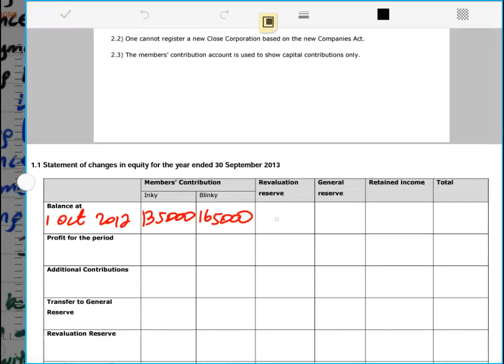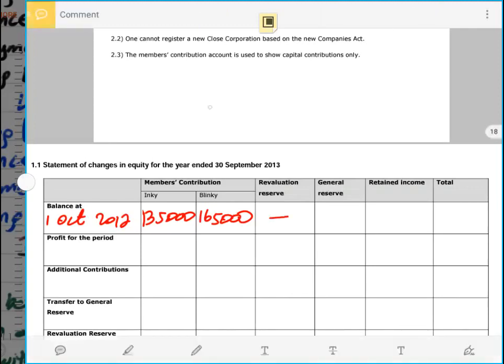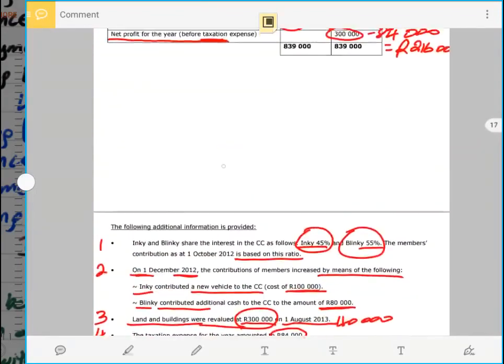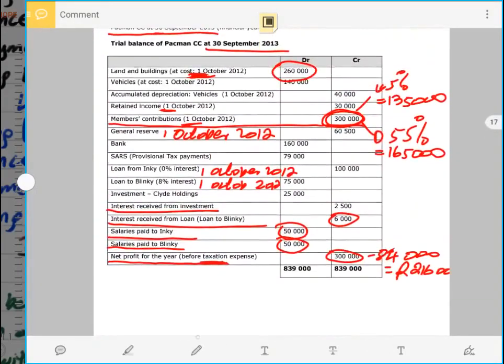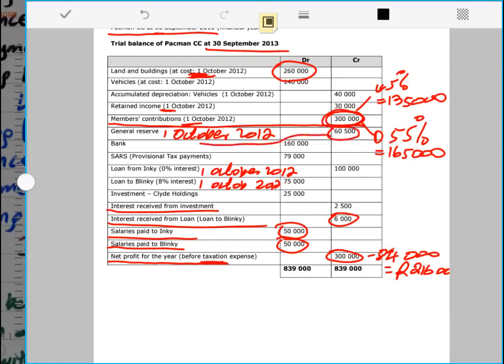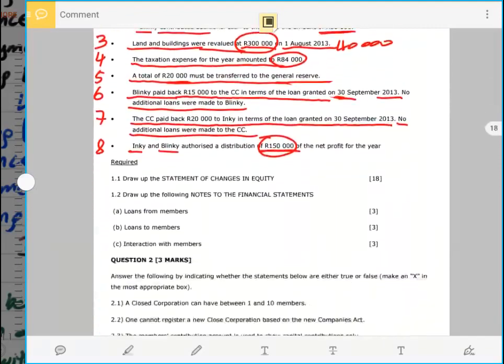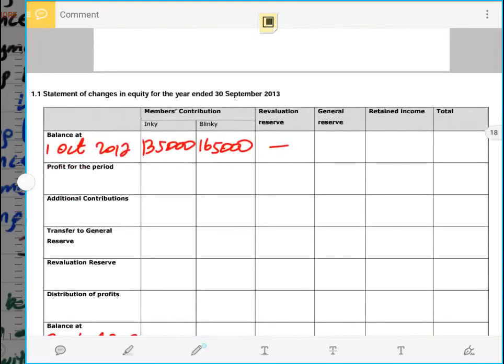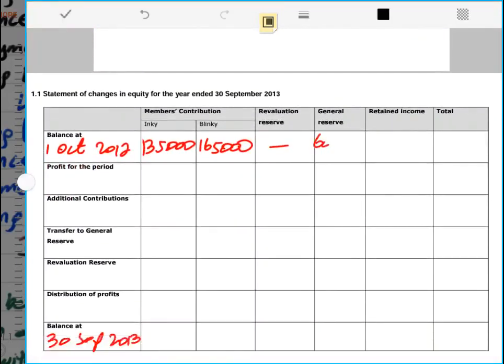Revaluation surplus or reserve, we had no opening balance here. However, general reserve, we had an opening balance of 60,500. Here is the amount of the general reserve, 60,500. I said take this as an opening balance because I know that the examiner wanted to test that side. So now we have 60,500 as an opening balance of the general reserve, and we record that as 60,500 rands.